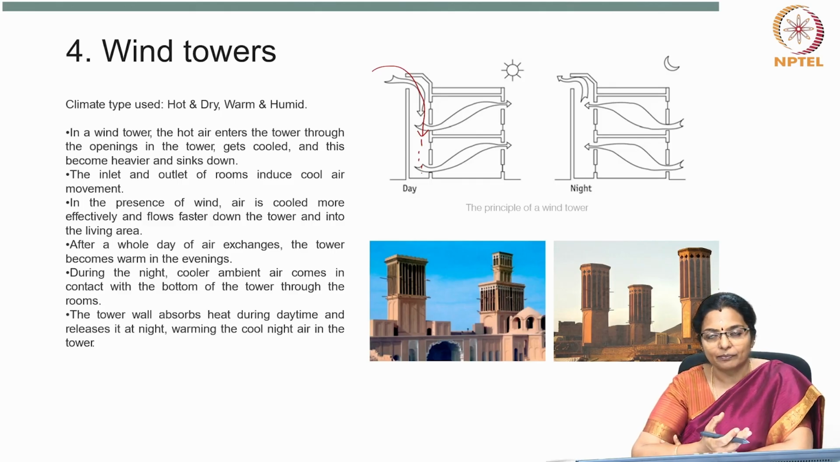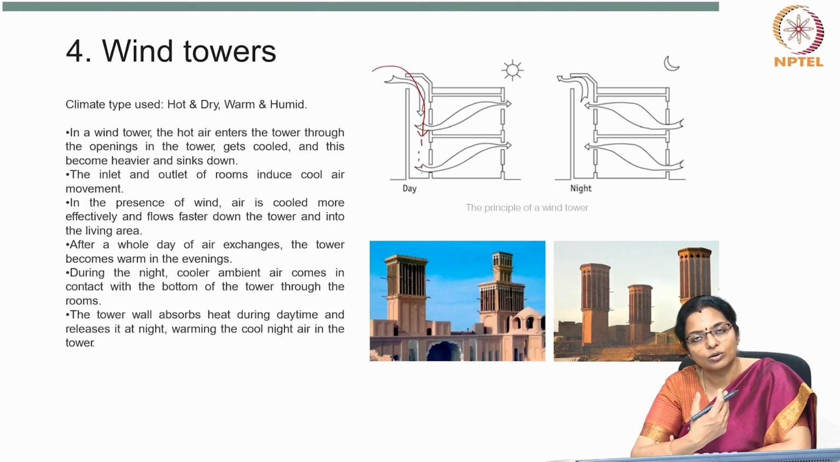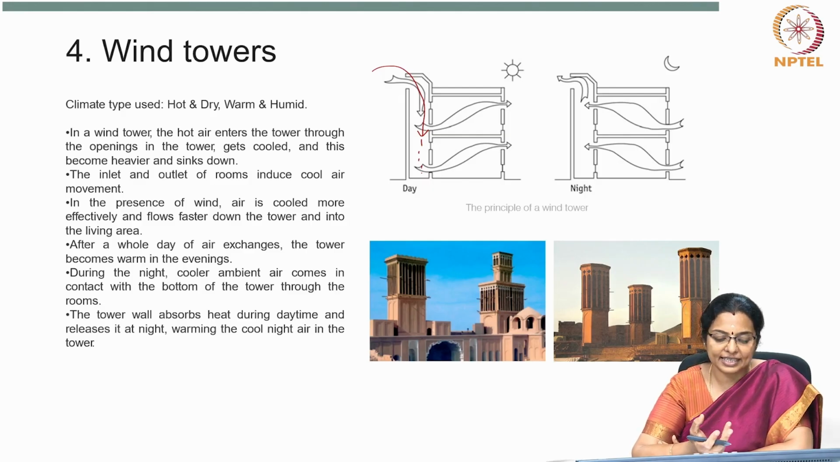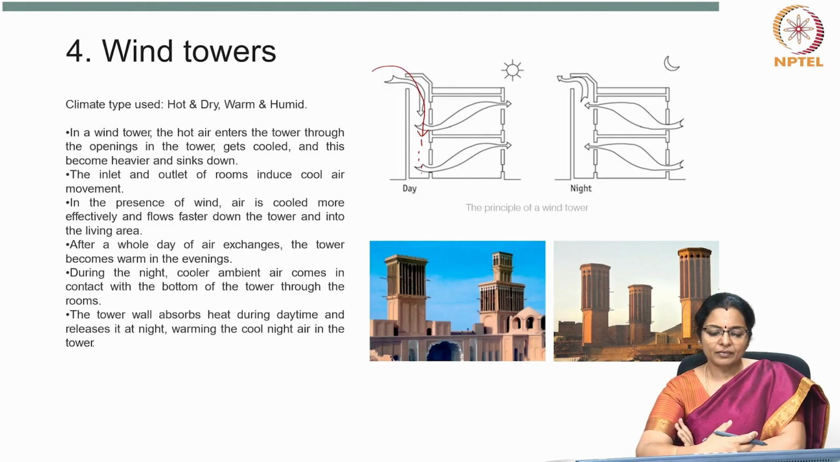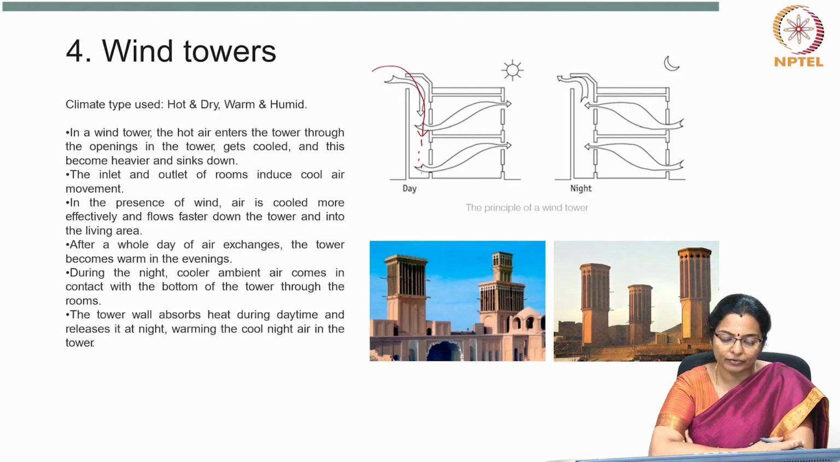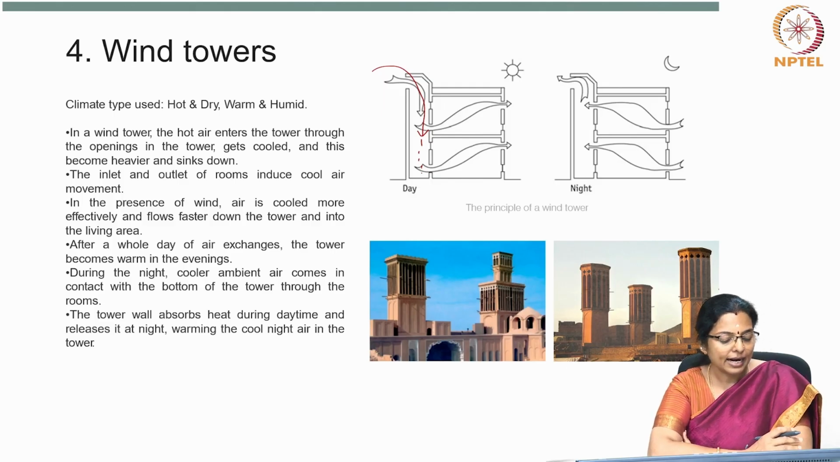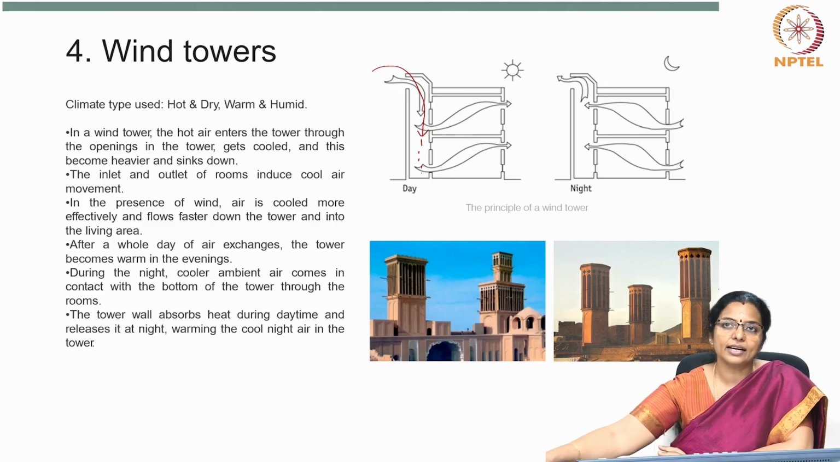During the night, as we already saw, the outside nocturnal sky is a great heat sink. So the cooler ambient air comes in contact with the bottom of the tower through the rooms. The lower wall absorbs heat during daytime and releases it at night, warming the cool night air in the tower.